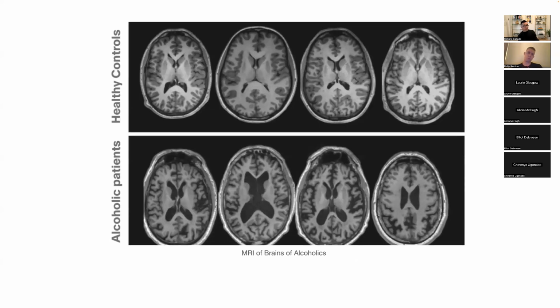All right, this is an MRI of the brain of alcoholics. Once again, enlarged ventricles. Enlarged ventricles means that obviously there's brain loss, neuron loss there. Okay. Also, same as schizophrenia.